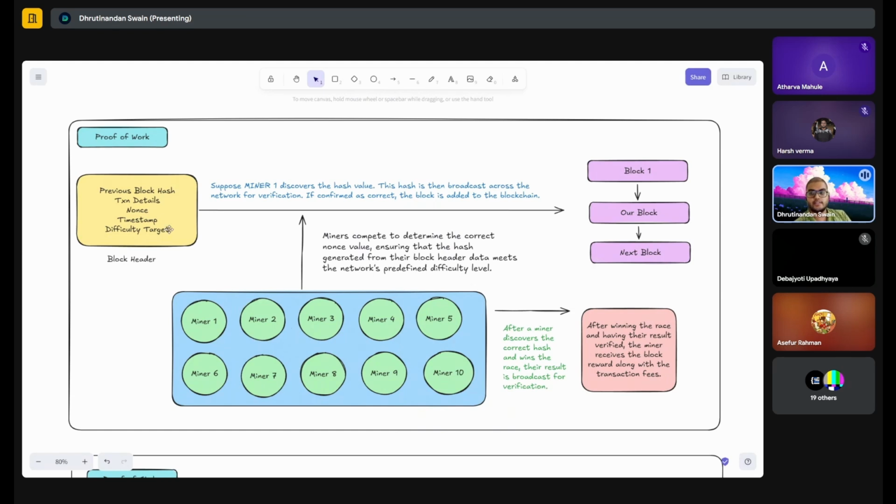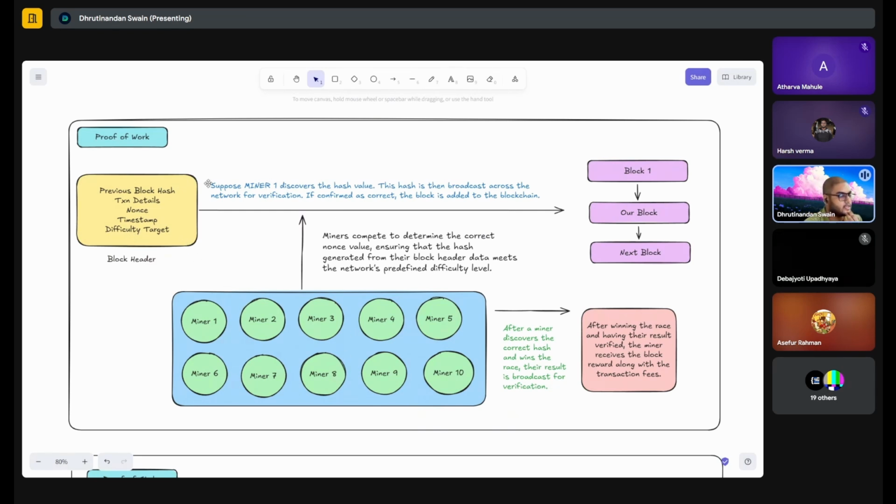So after the initiation of the block in the entire transaction process, the miners, you can refer to them as the several computers running worldwide, work to find the correct value of the nonce and hash. As you can see in the diagram, I have drawn multiple miners from 1 to 10. They are different individual miners competing against each other to find the correct value of the nonce and ensure that the hash generated from the block header, all these details, meets the network's predefined difficulty level. That's the difficulty target itself.